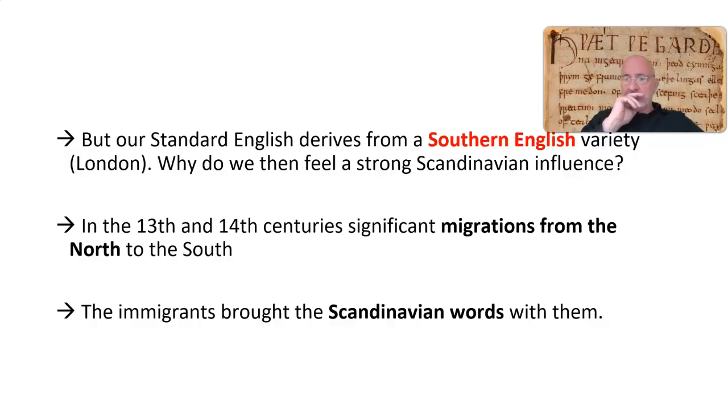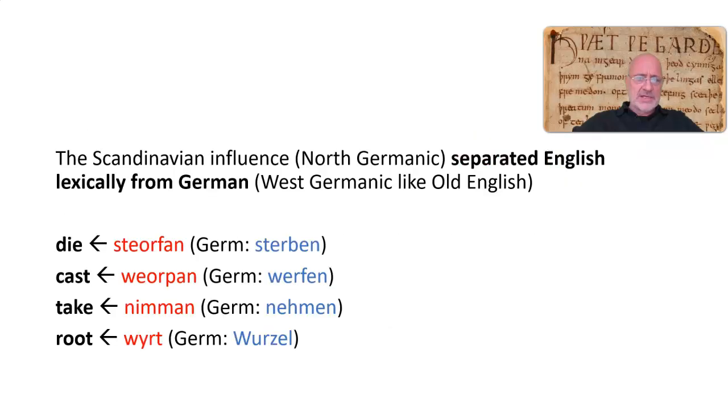And then in the 13th and 14th centuries, we had strong migrations in Middle English times from the north to the south, particularly to London. Those people brought these Scandinavian words with them. And this is why we have a very strong Scandinavian influence today. First of all the north, but then the migration from the, by the way, overpopulated north to the south, and there we have them in the standard.